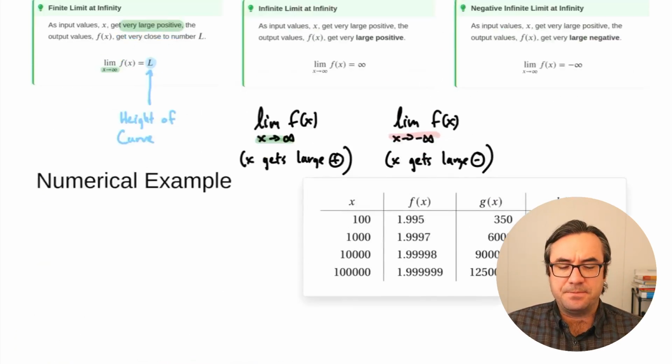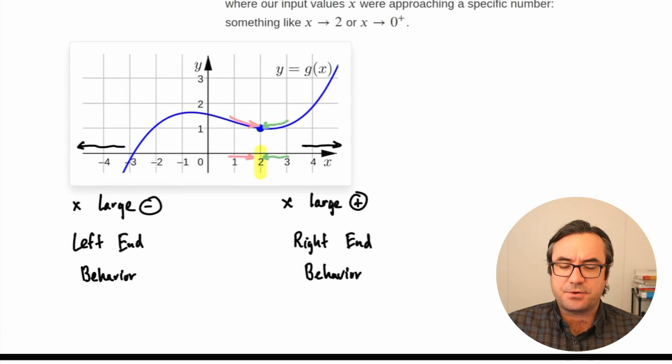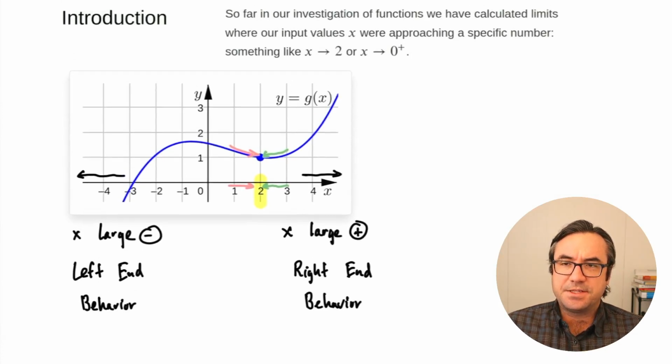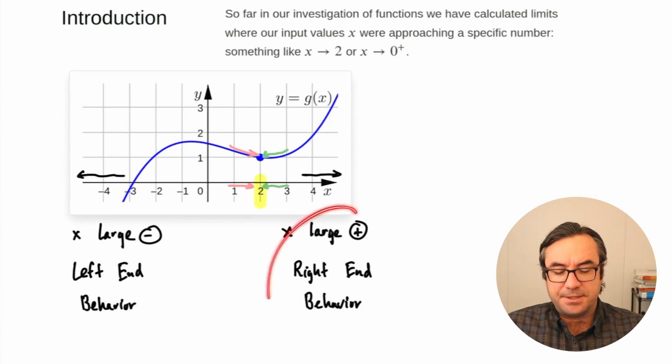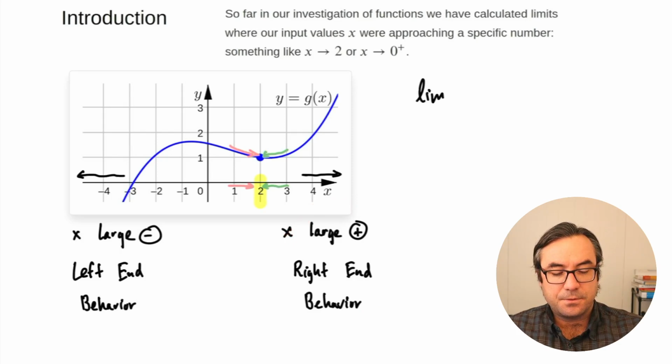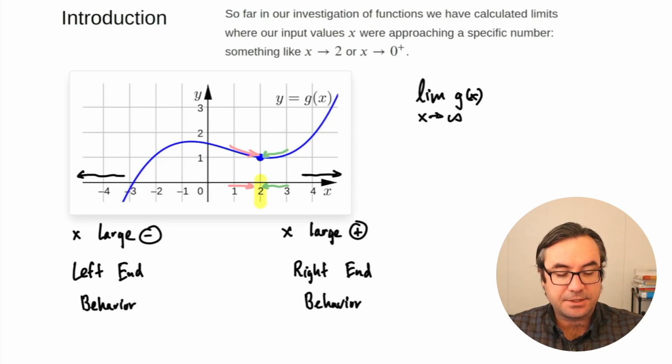So let's see an example. Actually, before we do this one, let's just back up. Let's go to this graph we were just looking at. And let's think about what the limit is going to be for this right end. So for this right end, we're going to calculate the limit, and our function name is g of x here. So we're going to calculate the right end, so x going to infinity, and then we'll also calculate the left end behavior.